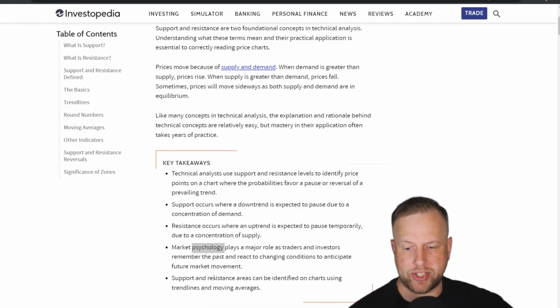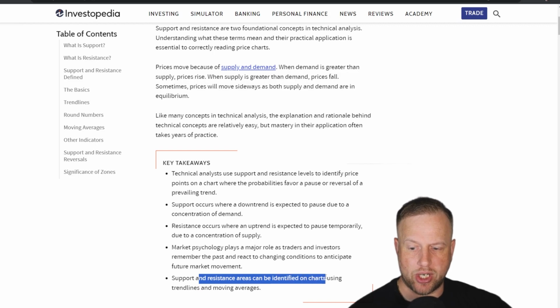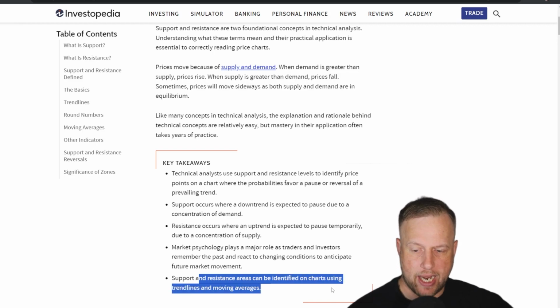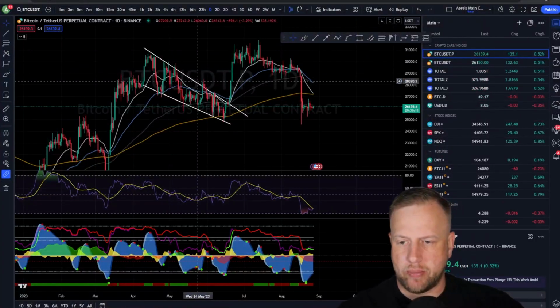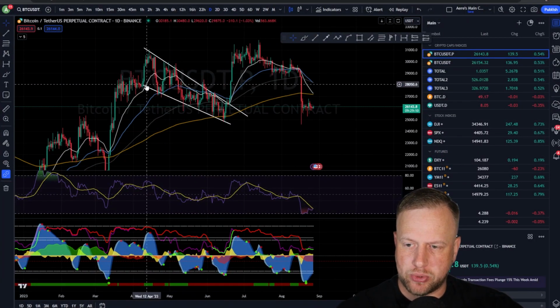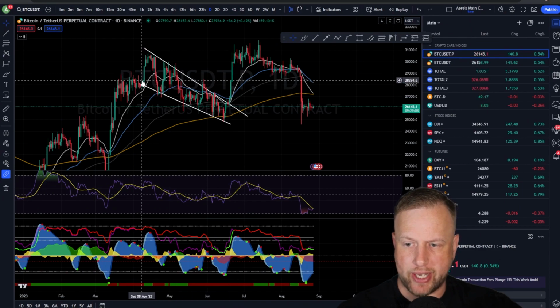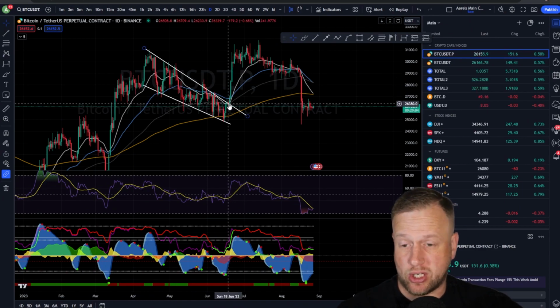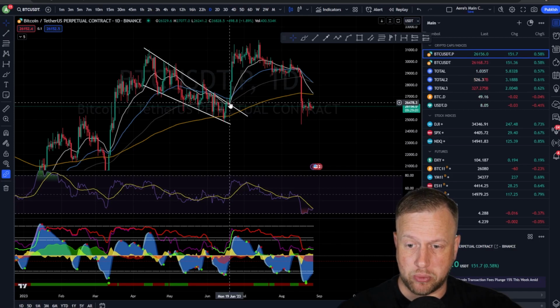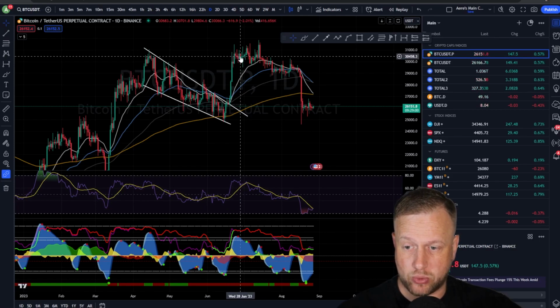But support and resistance areas can be identified on charts using trend lines, moving averages, and a lot of other indicators, which we'll talk about. So I'm going to use this a lot throughout the video. This was a 73-day trend we were just recently in, from the beginning of April, when spring started, to really the start of summer. This was like June 18th, when we got the breakout to the top range.